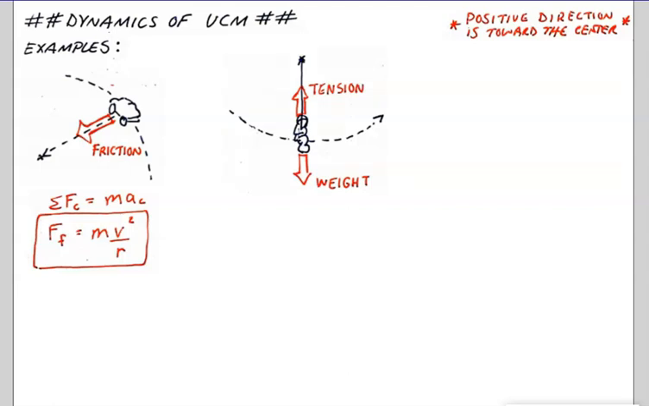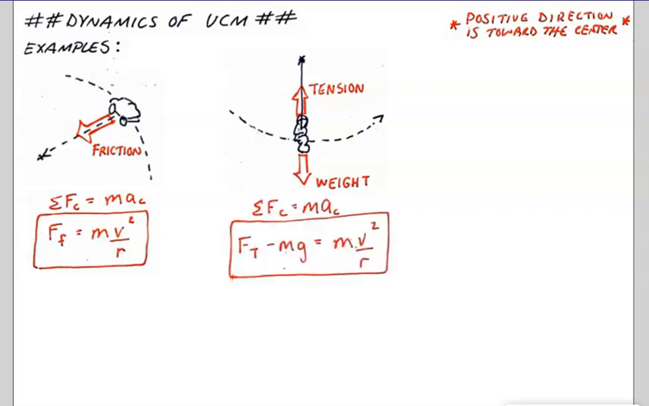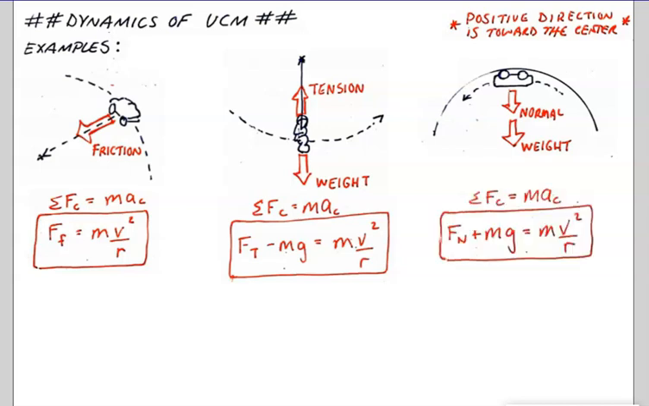Next, we'll look at a child on a swing. There's a tension up and a weight acting down. So the centripetal force will be the tension minus the weight. Lastly, we have a car at the top of a vertical loop. There's a normal force from the track and the weight of the car, both acting down towards the center. For all these centripetal force problems, we'll always treat positive as towards the center of the circular path. So the centripetal force will be the normal force plus the weight.